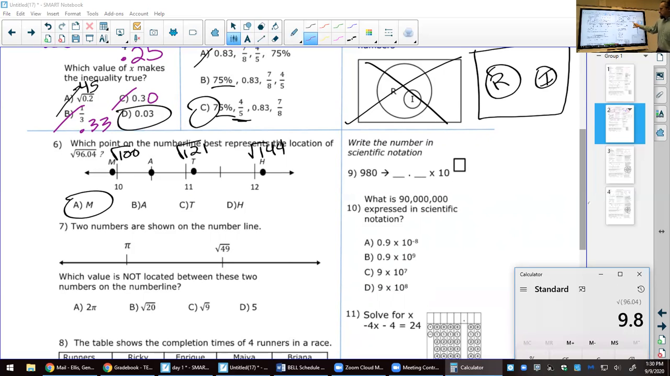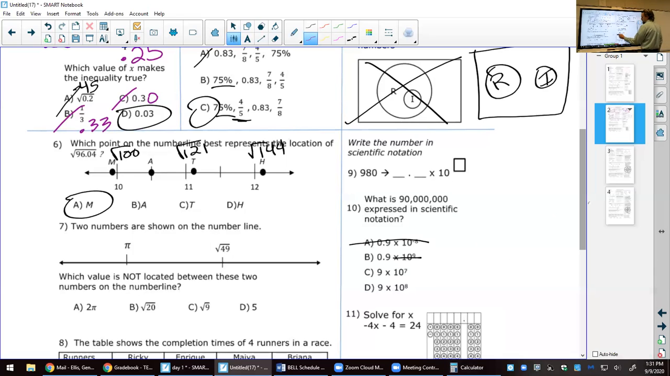Let's see. Let's do this one. I've been going left to right. Plus, this is probably one we need the most help with. Write the number in scientific notation. So scientific notation is, I know I'm skipping questions. It does not look like one of those.